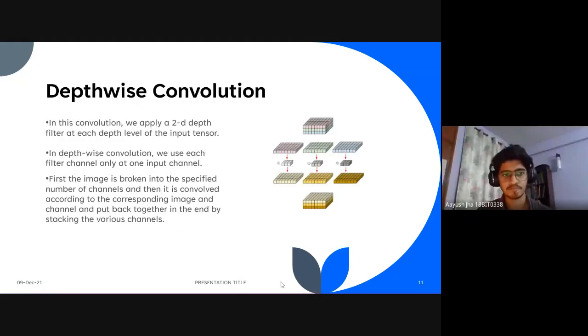Depth-wise convolution. In this convolution, we apply a 2D depth filter at each depth level of the input tensor. In depth-wise convolution, we use each filter channel only on one input channel. First, the image is broken down into the specified number of channels, and then it is convolved according to the corresponding image and channel, and put back together in the end by stacking the various channels.